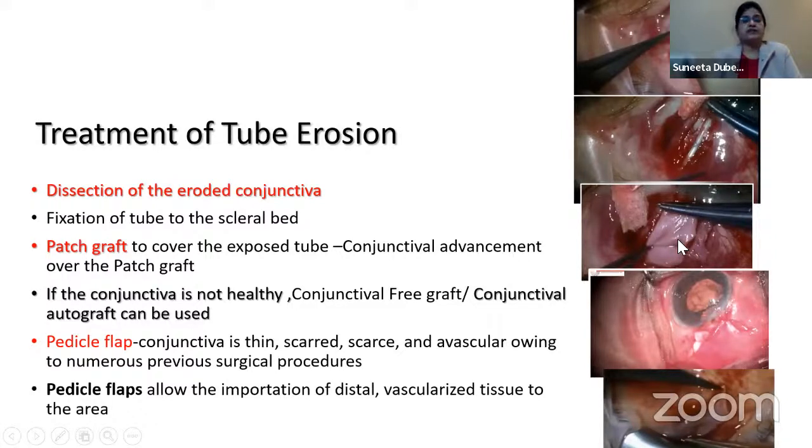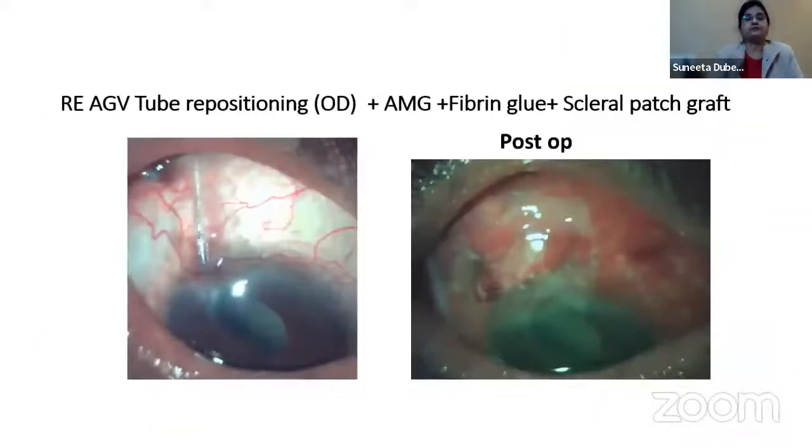A patch graft, either scleral or any other patch graft, can be used to cover the tube, with conjunctival advancement if the conjunctiva is not necrotic. But if the conjunctiva is not healthy, then you need to use a conjunctival autograft or a pedicle graft if the conjunctiva is thin, scarred, or avascular owing to numerous previous surgical procedures, because pedicle flaps allow the importation of distal vascularized tissue to the area. Sometimes you have to use amniotic membrane grafting with fibrin glue to put everything together.